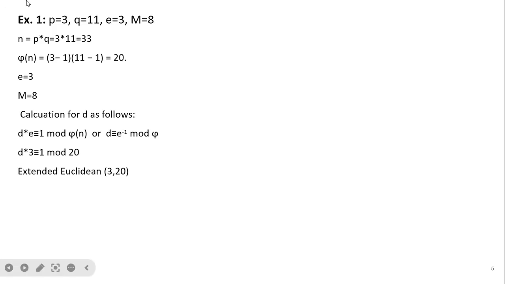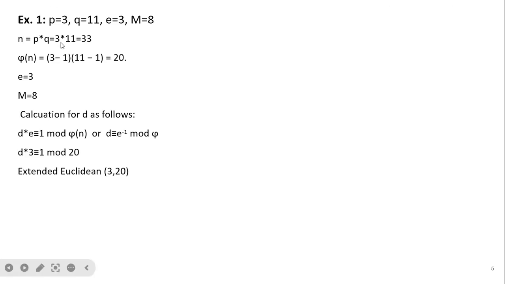Now we will see the problem. p equals 3, q equals 11, e equals 3, m equals 8. Apply the RSA algorithm and encrypt and decrypt this plaintext. Initially do the encryption and after that do the decryption. So first step, we will calculate n.